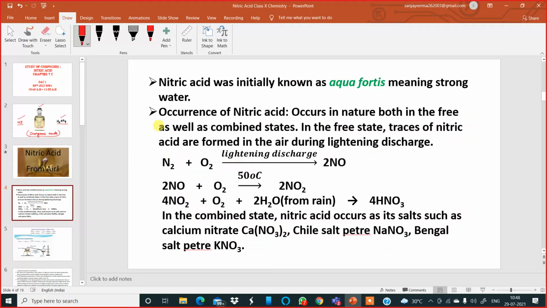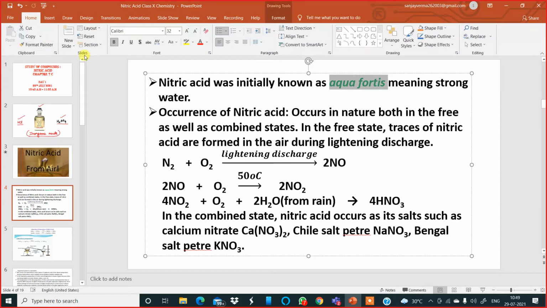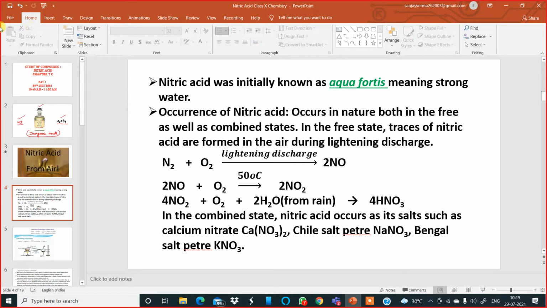On our next slide, nitric acid was initially known as aqua fortis. I want you all to remember this word, aqua fortis. Nitric acid was initially known as what? Aqua fortis. What is the meaning of aqua fortis? Aqua fortis means strong water. Am I clear? Can you hear me? Yes, sir. Aqua fortis means strong water.